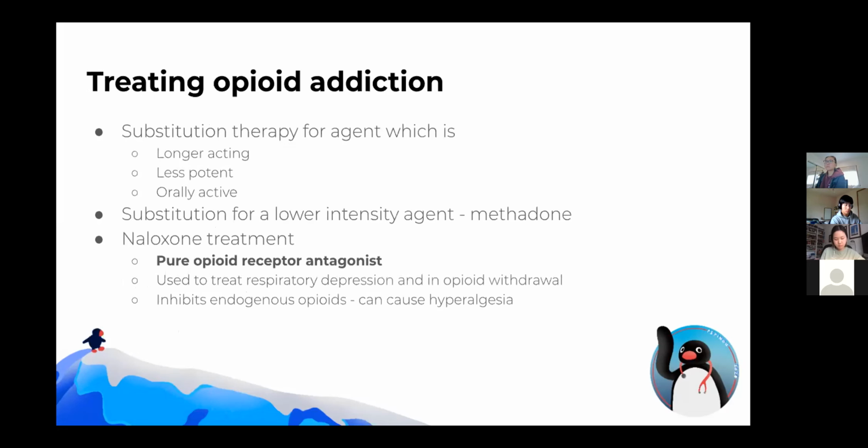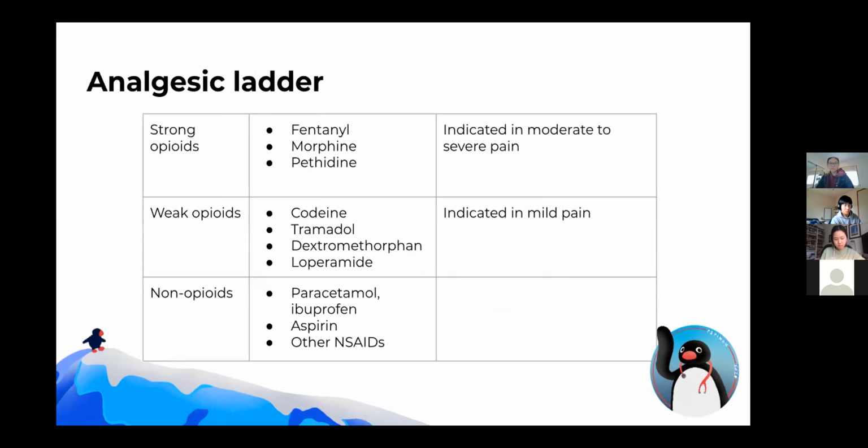So for treating opioid addiction, there's a few steps you usually follow. So usually you use substitution therapy. So you use an agent which is longer lasting, less potent, and after that you try to substitute for a lower intensity one. And finally, you try to use naloxone, which is basically an antagonist, and it's used for opioid withdrawal.